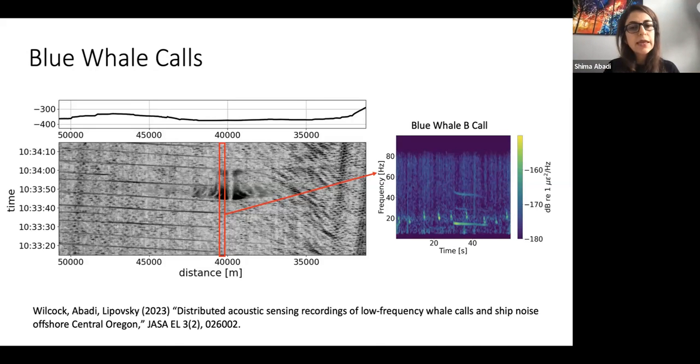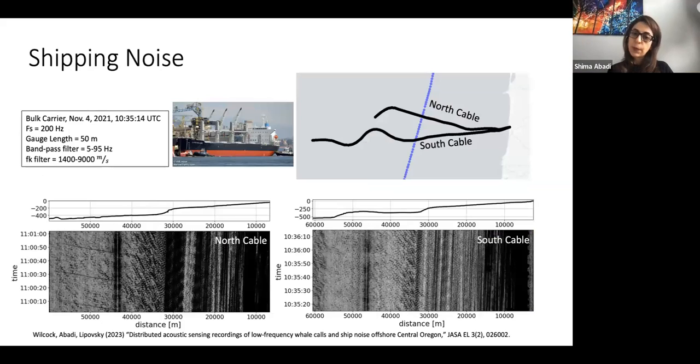And that's pretty amazing. We also recorded a lot of shipping noise. What I'm showing here is the path of a bulk carrier that is going south to north, passing both cables. We have this data from AIS, so we know exactly where the ship is at any time. Looking at the data on the north cable, we see the ship path right here, and on the south cable we can see that clearly. You can also see some fin whale vocalization in the background on the north cable.